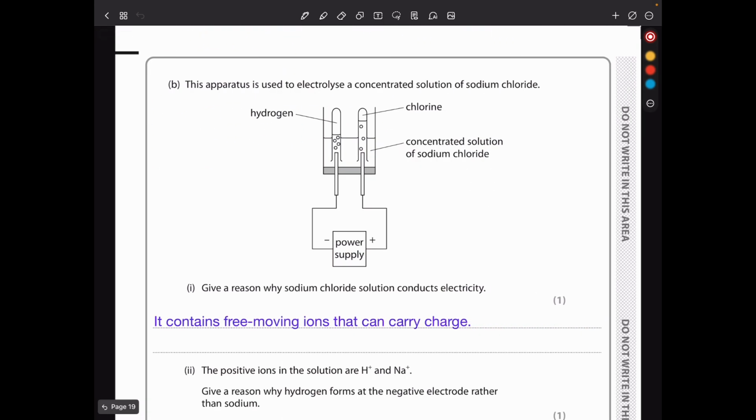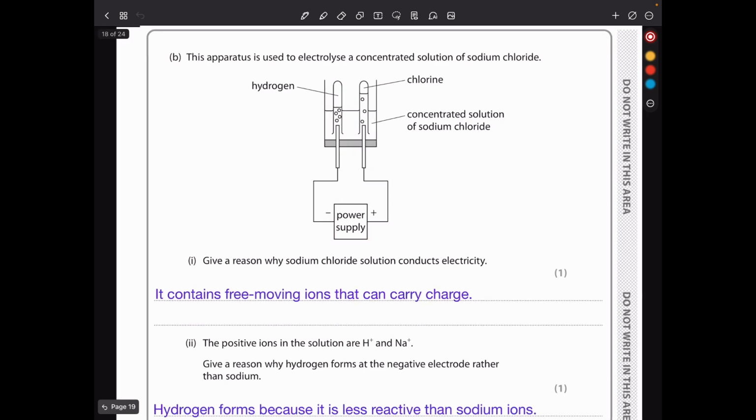In part B, this apparatus is used to electrolyze a concentrated solution of sodium chloride. Now this is a solution as well, so there is going to be sodium cation, hydrogen cation, chloride anion, and then OH minus, but chlorine in this case is going to be collected at the positive electrode and hydrogen at the negative electrode. This is because sodium is more reactive than hydrogen, so hydrogen will be collected at that electrode.